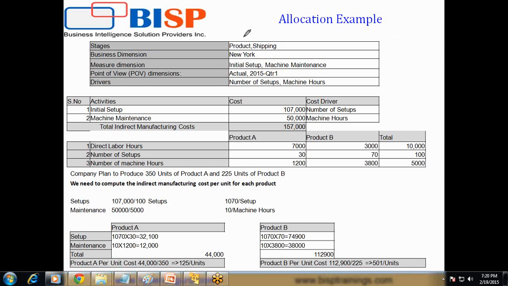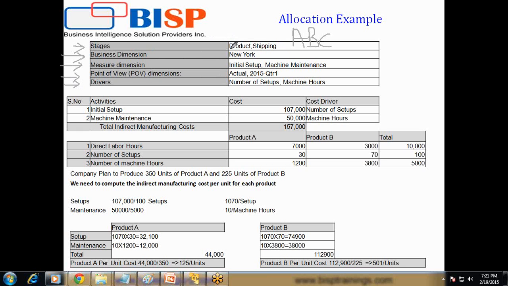It is also important to see how profitability is calculated and what different terms are being used. So in this example, I'm trying to explain one of the allocation types called ABC, activity based costing. The idea is to figure out what elements are required in order to calculate your activity based costing, and how we can relate them with respect to our HPCM. I use some terminologies here: stages, business dimension, measure, point of view, and driver. We'll see them in our HPCM architecture in the next slide.